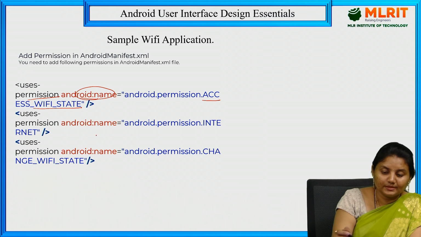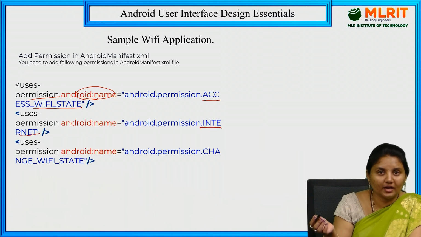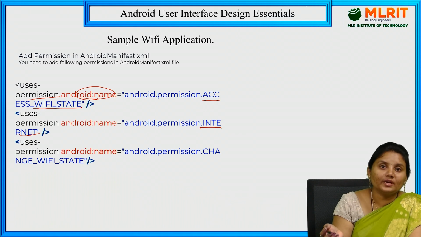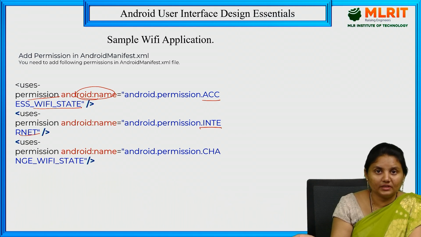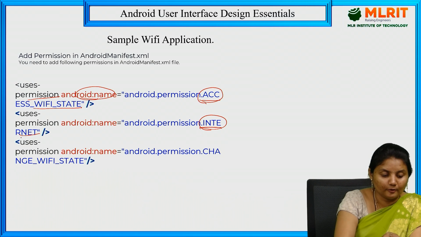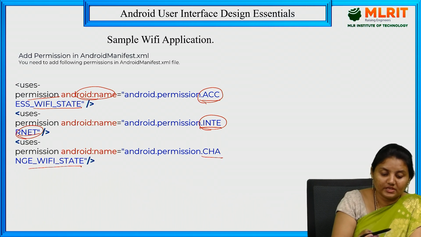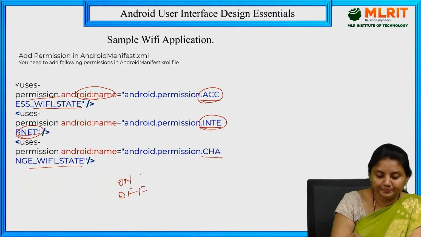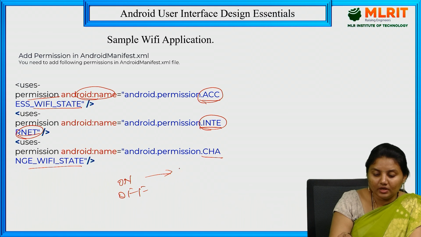Then the other one is INTERNET. If you have a router and an internet facility, then only you can enable the Wi-Fi and use your internet wisely. So, one permission is to access your Wi-Fi state, the other permission is to access your internet. Next, the third permission is again CHANGE_WIFI_STATE, because you can make it on or off. By turning it on, you are enabling. By turning it off, you are disabling.